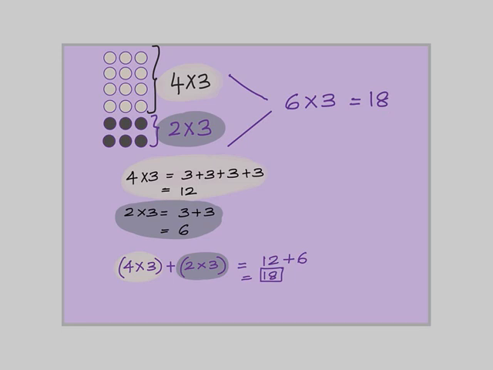Okay, so 4 times 3 also means 3 plus 3 plus 3 plus 3, which is 12. And 2 times 3 also means 3 plus 3, which is 6. I've added 4 times 3 and 2 times 3 to get 18. So the total number of circles in the array is found to be 18.